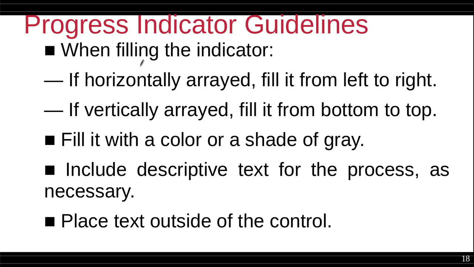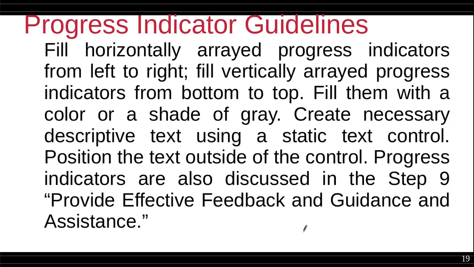The guidelines for a progress indicator: when filling the indicator, if horizontally arrayed, fill it from left to right. If vertically arrayed, fill it from bottom to top. Fill it with a color or shade of gray. Include descriptive text for the process as necessary. Place text outside of the control. Create necessary descriptive text using a static text control. Position the text outside of the control. Progress indicators are also discussed in step 9, provide effective feedback and guidance and assistance.